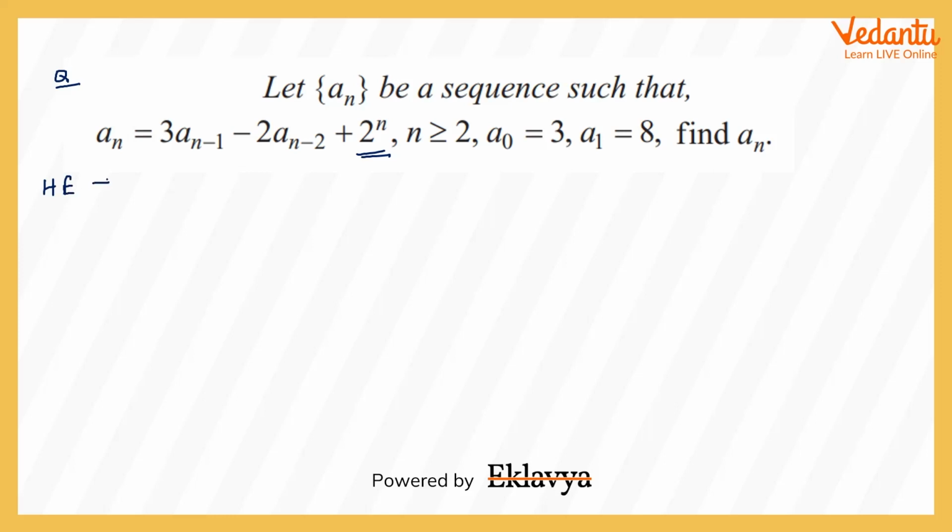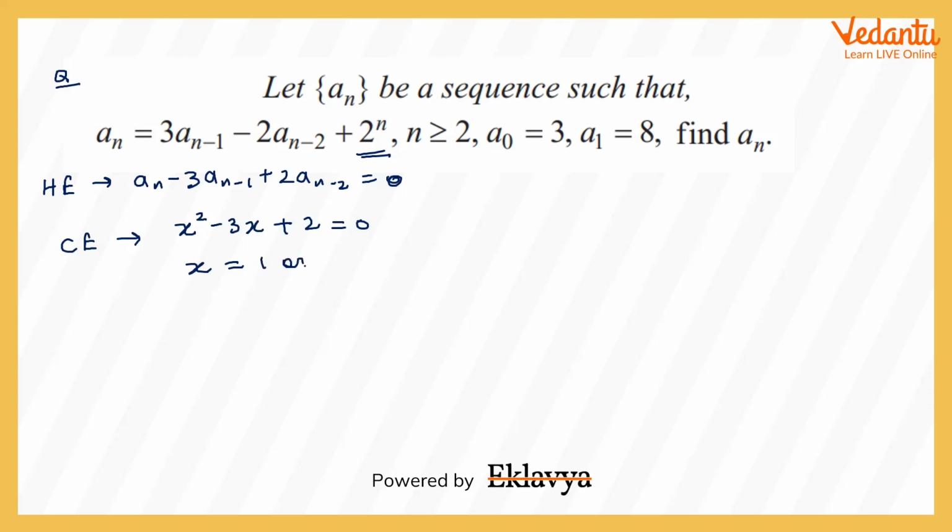So the homogeneous equation would be a_n minus 3a_(n-1) plus 2a_(n-2) is equal to 0, and corresponding to this, the characteristic equation would be x square minus 3x plus 2 is equal to 0, whose roots are 1 and 2. So for the homogeneous part, the solution should be a_n^(h) equal to a into 1 power n plus b into 2 power n, which I can write as a plus b into 2 power n.